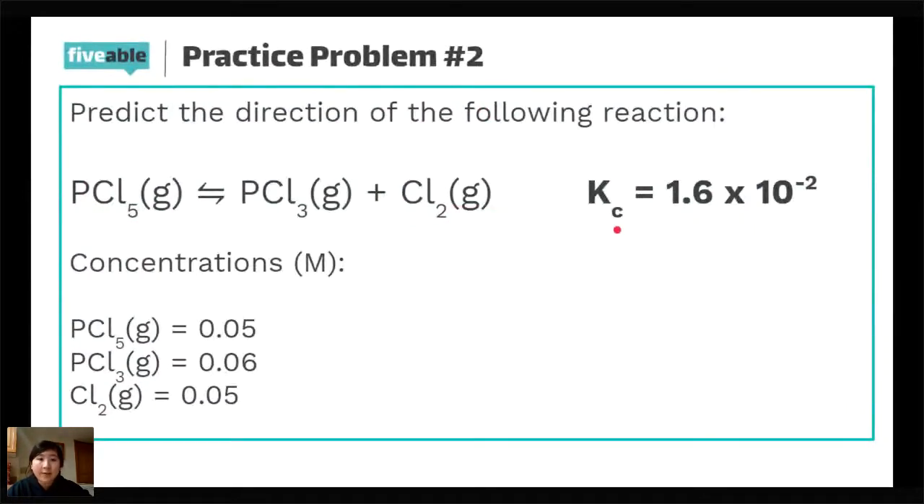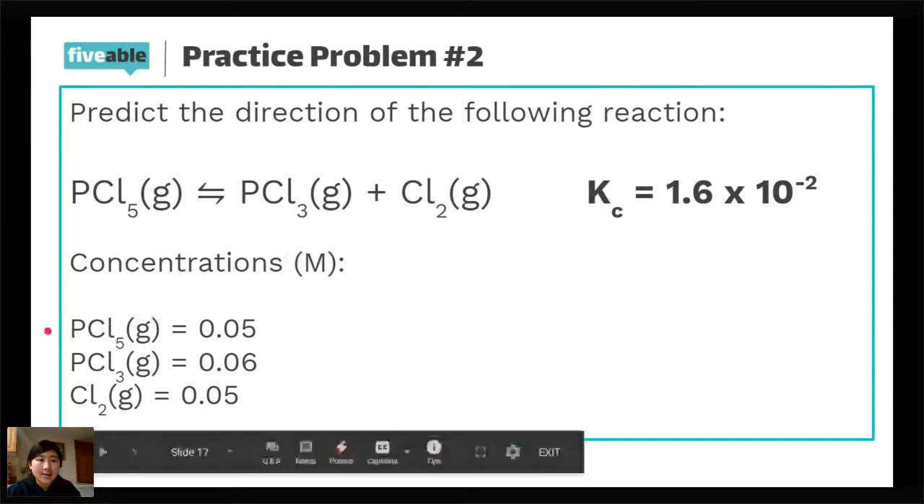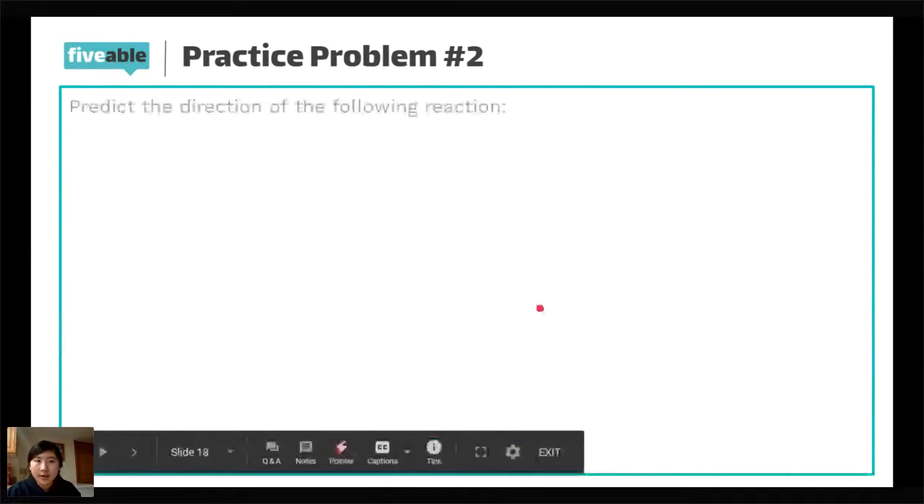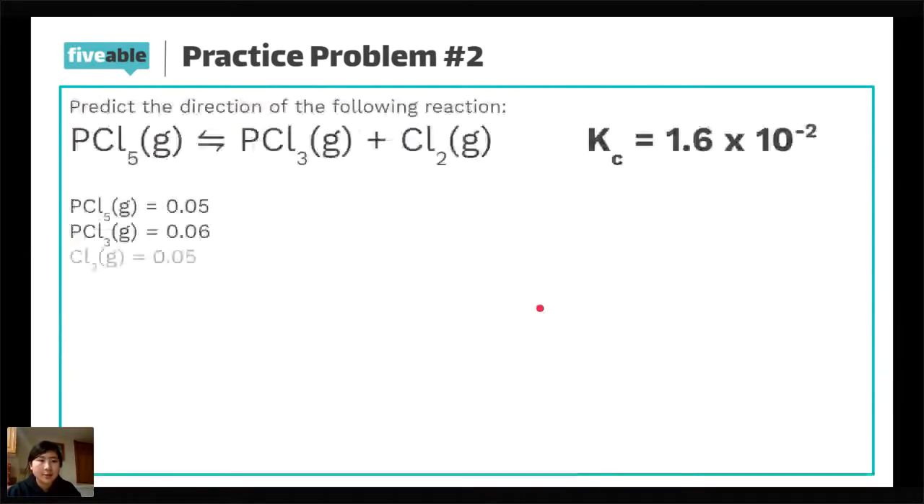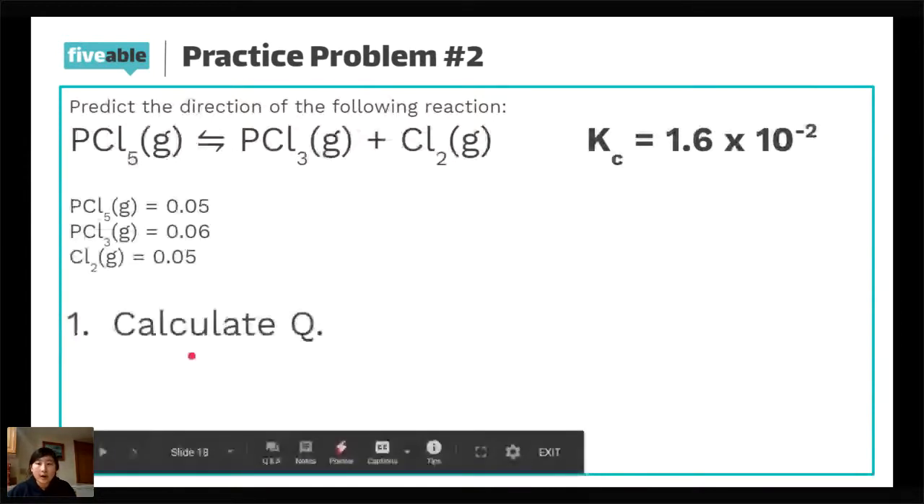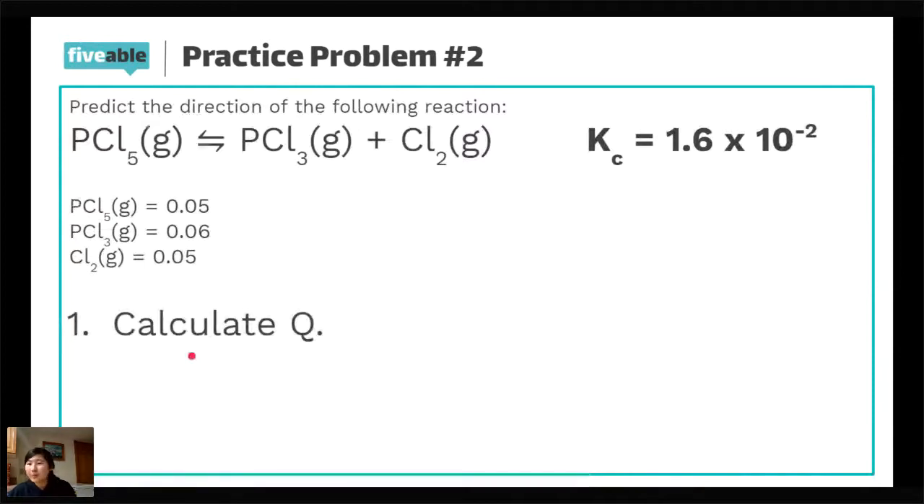So we know that if our Q is equal to this K, then boom, we are at equilibrium. But if not, then we're going to see which direction this reaction should move so that it can reach equilibrium. So you can see these are 3 concentrations. The first thing that we should do is calculate the Q. Do you guys know why we should calculate the Q? I kind of went over this a bit, but do you guys know why? I used an analogy.